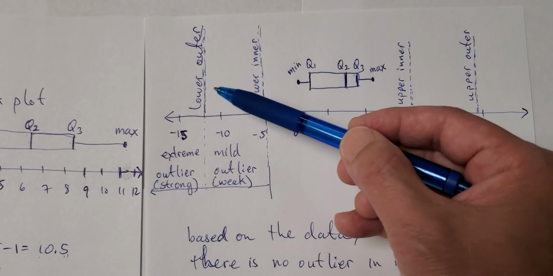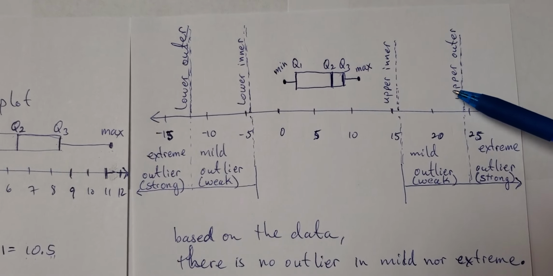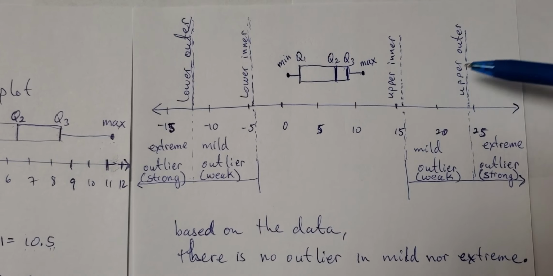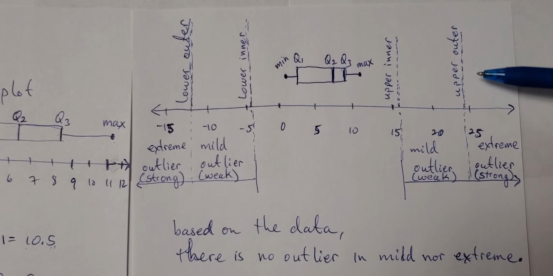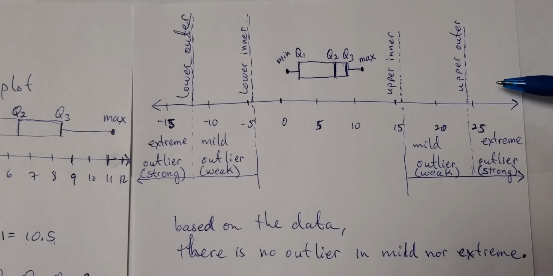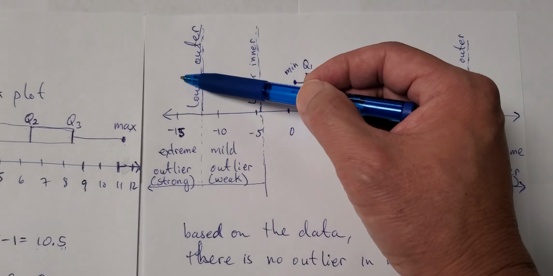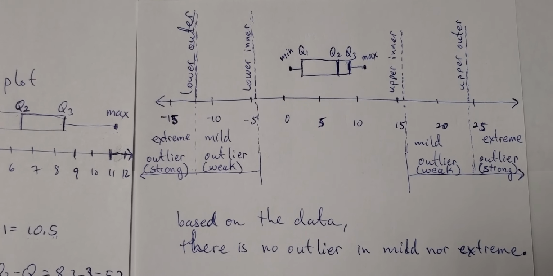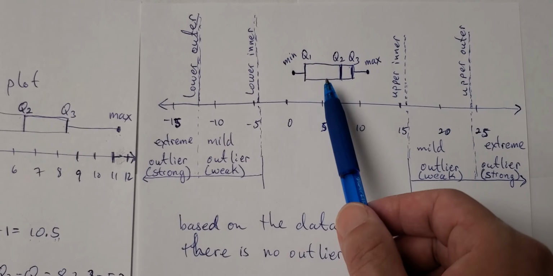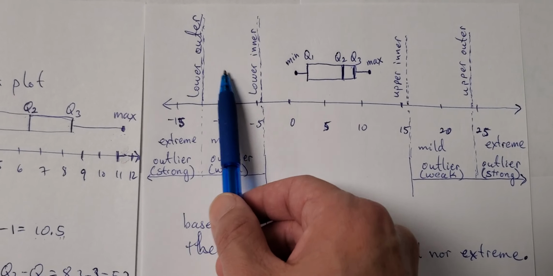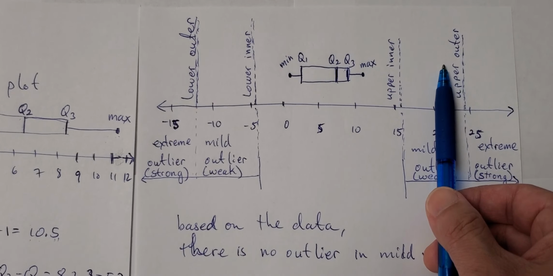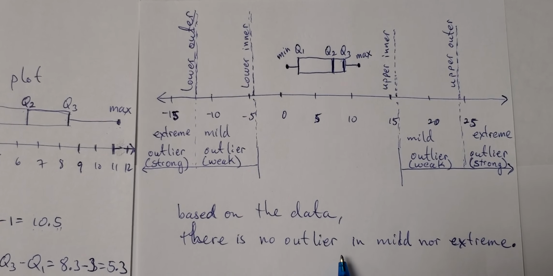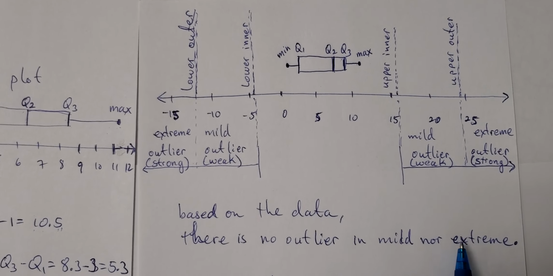And whatever you do on the left side, the other side is also the same thing. This area is considered mild, weak. This area is considered extreme and strong. According to our box plot right here, there is no outlier here, there is no outlier here, there is no outlier. So based on the example that we have, there is no outlier for mild nor extreme.